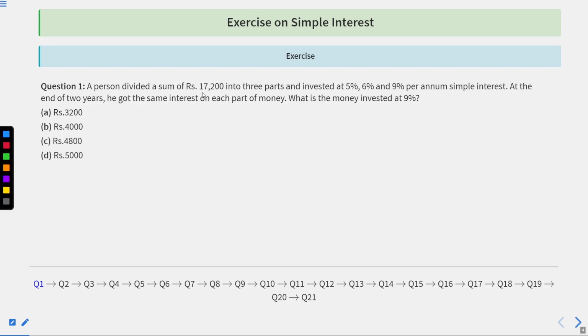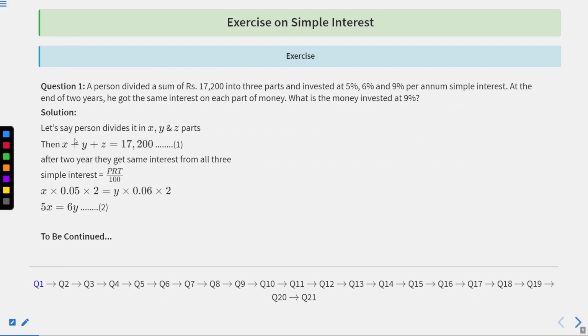A person divided a sum of rupees 17,200 into three parts and invested at 5%, 6% and 9% per annum simple interest. At the end of 2 years, he got the same interest on each part of money. What is the money invested at 9%?